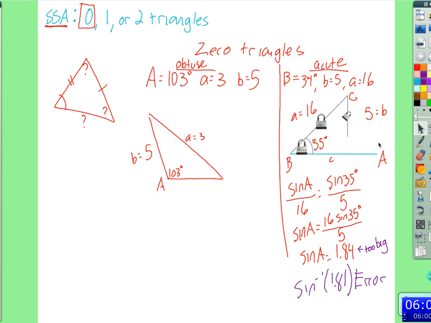And if you're curious, I can show you the other way. The other way involves taking this guy, and we'll find the sine of 35 and see how this compares. But I just think there's an easier way.